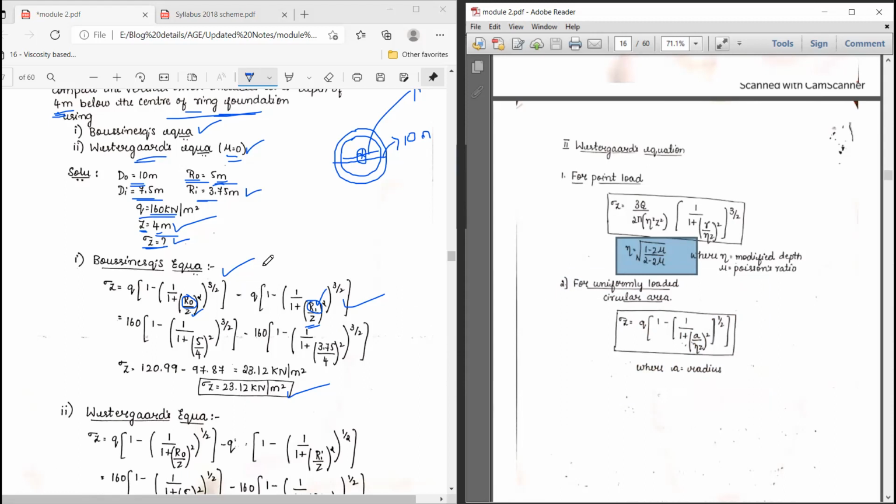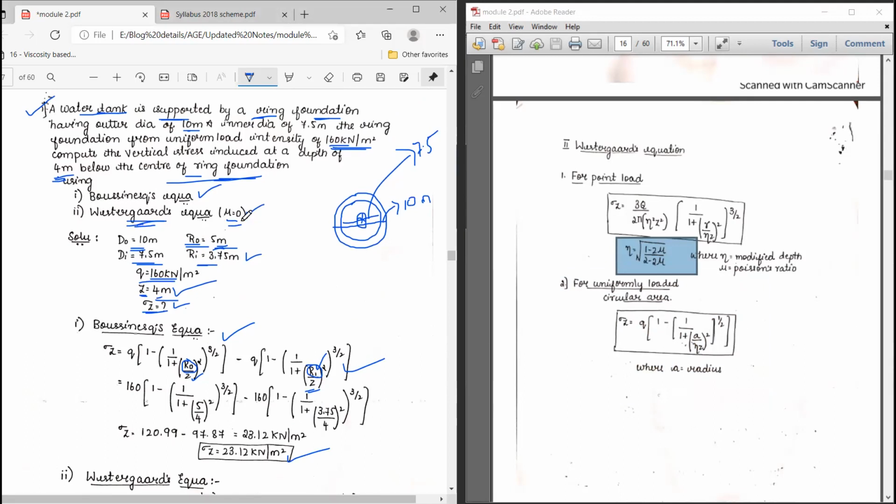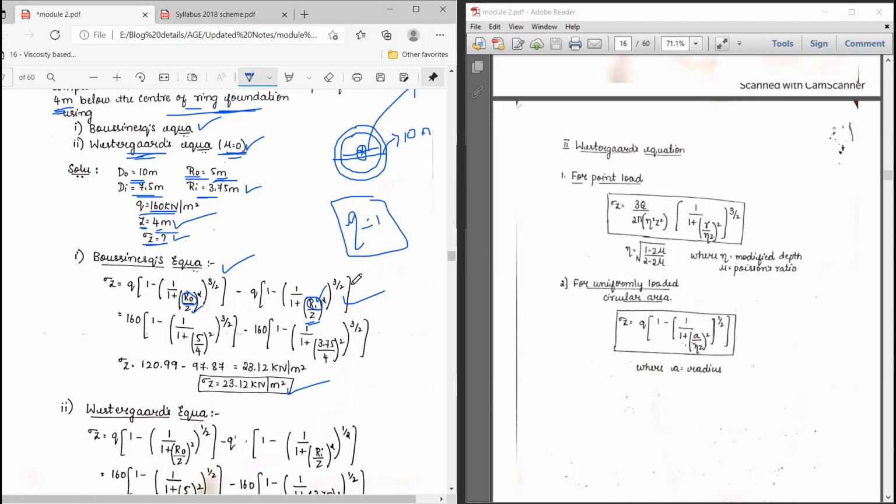Okay. So now let us see this. And here he said that for Westergaard equation, you have to consider mu is equal to 0. So while calculating this eta value, if you put mu is equal to 0, eta becomes 1, right? So if you put mu is equal to 0, 1 minus 2 times 0, and 2 minus 0. So the square root of the remaining expression, 1 divided by 1, will also become 1. So if you take mu is equal to 0, here eta value becomes 1.